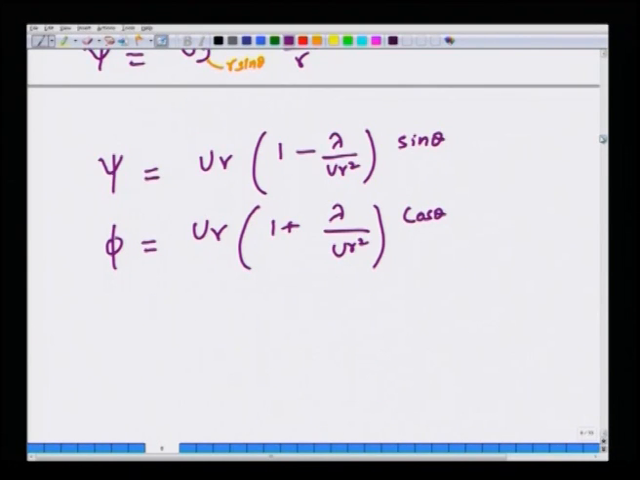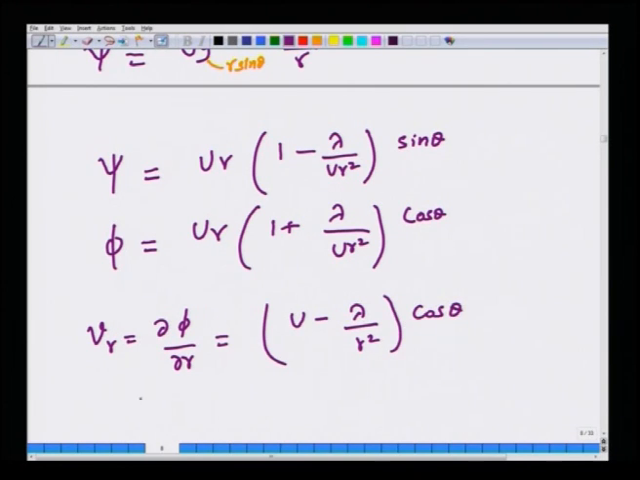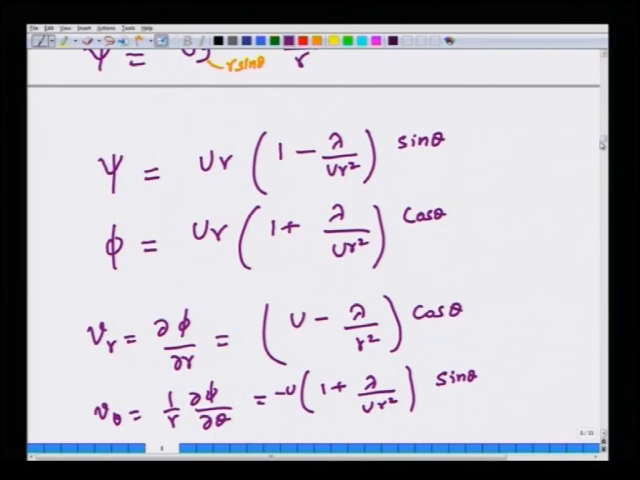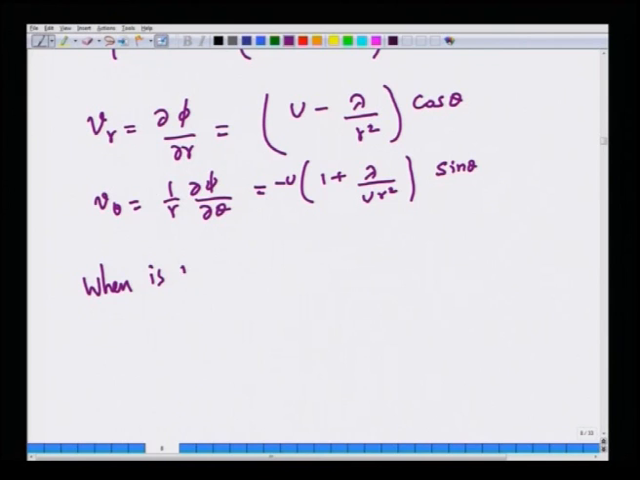Now, we can ask the question, what are the velocity components? V r is partial phi by partial r, which is nothing but (u minus lambda by r squared) times cosine theta, and V theta is 1 over r partial phi by partial theta, which is nothing but minus u times (1 plus lambda by u r squared) sin theta. If you ask when is V r 0, it is 0 when u equals lambda by r squared or theta becomes pi by 2, 3 pi by 2. So, along those lines V r is 0.